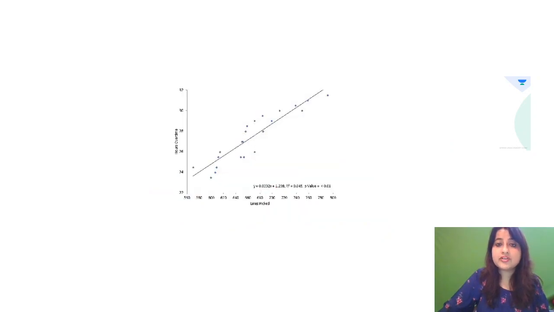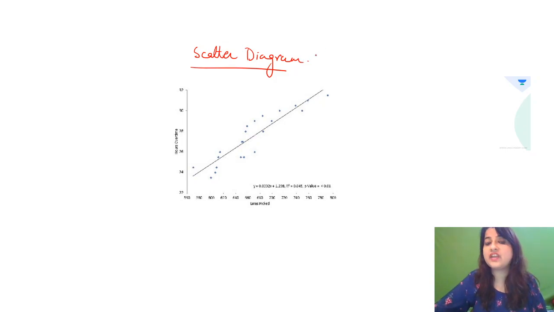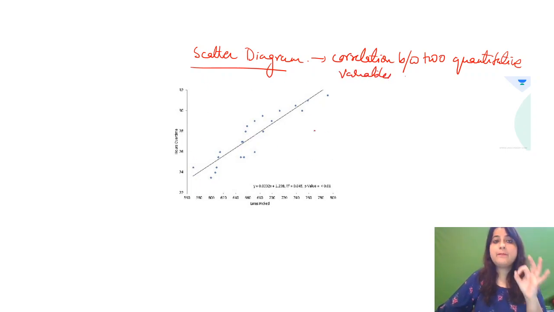Now there is a very important figure. This is what is known as a scatter diagram. It represents the correlation between two quantitative variables. We can say strength and direction of relationships between two quantitative variables, or we can also say this represents correlation. Correlation means the direction of relationships between two quantitative variables. If one increases, what happens to the other? So this is a perfect example of a positive correlation.